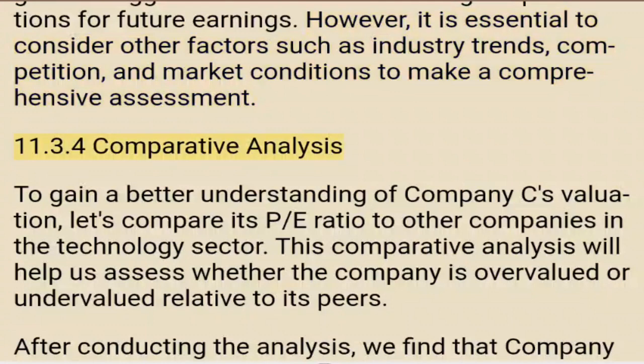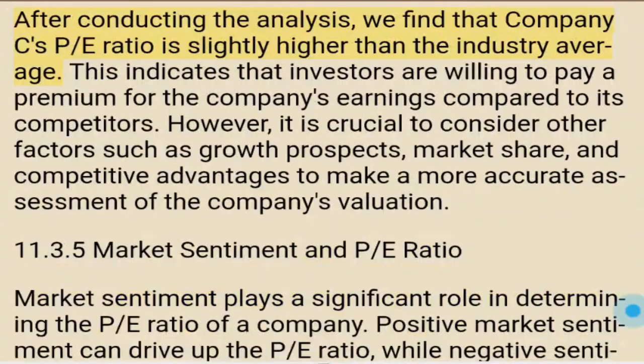11.3.4 Comparative analysis. To gain a better understanding of Company C's valuation, let's compare its P/E ratio to other companies in the technology sector. This comparative analysis will help us assess whether the company is overvalued or undervalued relative to its peers. After conducting the analysis, we find that Company C's P/E ratio is slightly higher than the industry average. This indicates that investors are willing to pay a premium for the company's earnings compared to its competitors. However, it is crucial to consider other factors such as growth prospects, market share, and competitive advantages to make a more accurate assessment of the company's valuation.